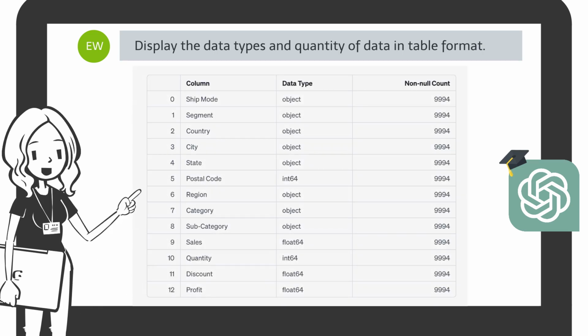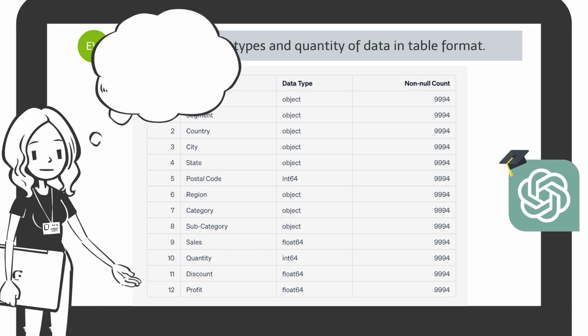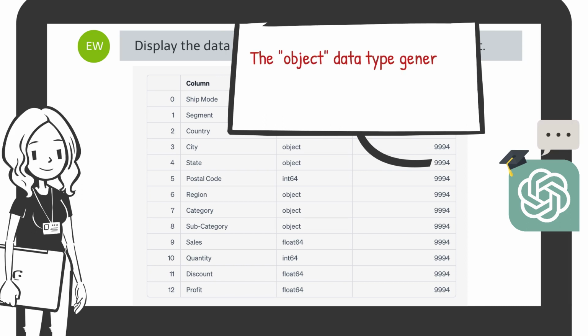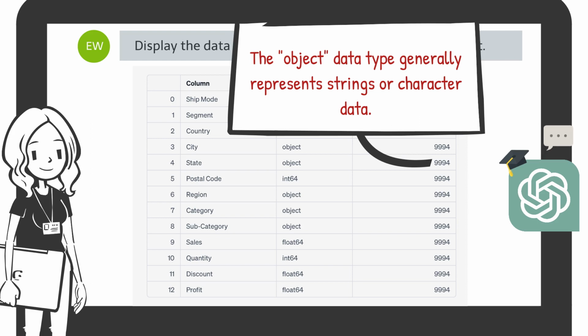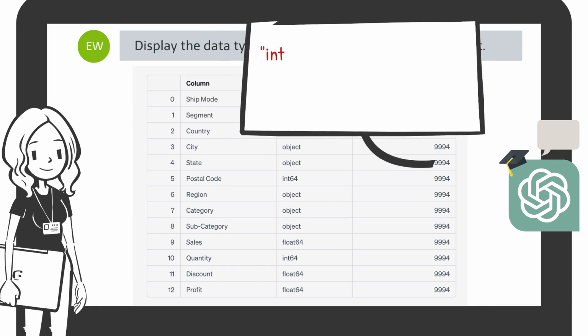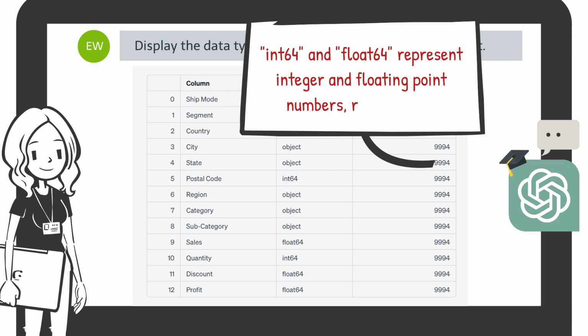The data types and the quantity of each are now displayed. But what does object mean? The object data type generally represents strings or character data. These could be words, sentences, or alphanumeric characters. What about int64 and float64? Int64 and float64 represent integer and floating point numbers, respectively. Integer values are whole numbers, while floating point numbers are those with decimals.